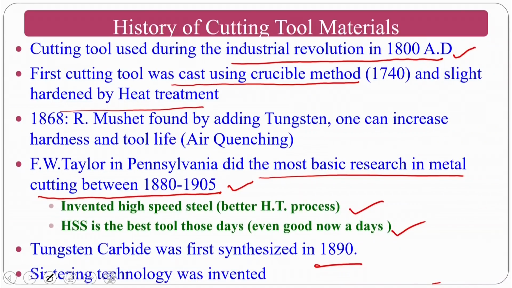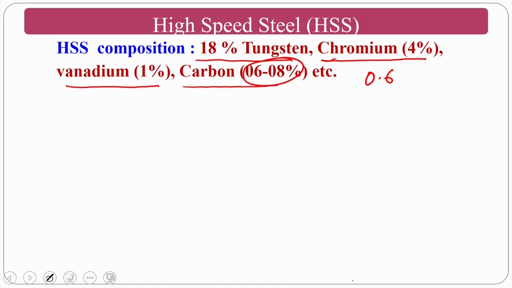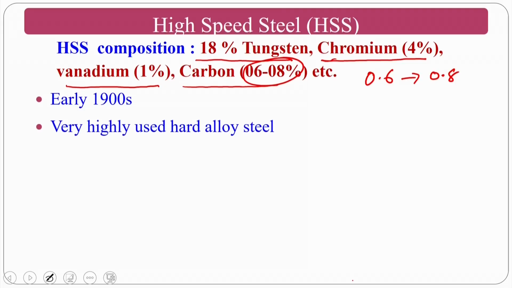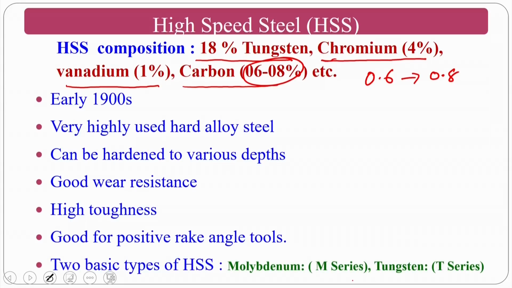Coming to HSS, that is high speed steel, the composition is 18% tungsten, 4% chromium and 1% vanadium, and 0.6 to 0.8 carbon. This was found in the early 1900s, highly used for hard alloy steels, can be hardened to various depths. Good wear resistance, high toughness, good for positive rake angles. The best thing about this material is that it has high toughness compared to other materials. It can absorb impact.